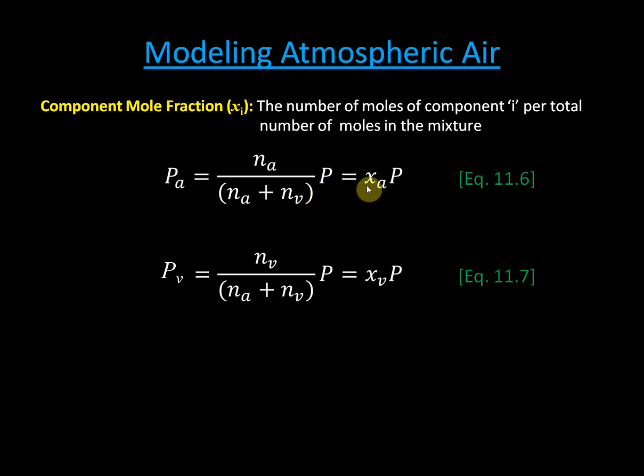And so I can simplify that by just calling it X sub A, or the component mole fraction of the dry air, times the total pressure equals the partial pressure of the air. And the same thing is true with the partial pressure of the water vapor. The only difference now is, of course, it's the ratio of the number of moles of water vapor over the total number of moles in the system times the total pressure in the system, and I can shorthand write that as X sub V, where the component mole fraction of the water vapor times the total pressure equals the partial pressure of the water vapor.